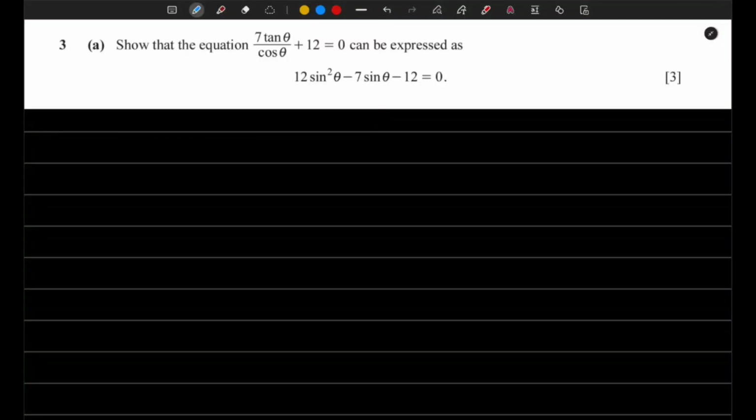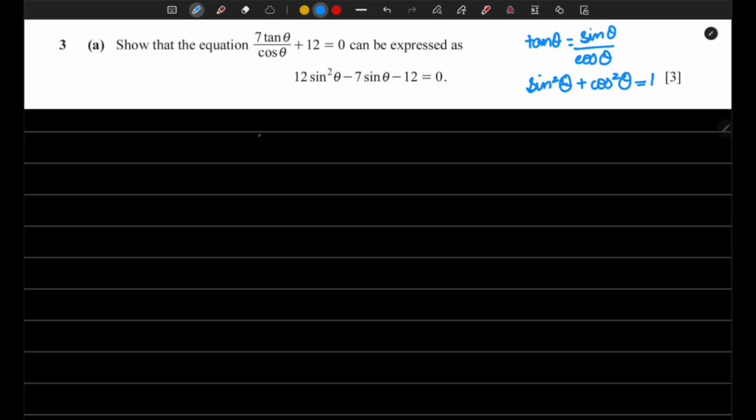Question number 3. Show that the equation 7 tan theta over cos theta plus 12 equals 0 can be expressed as 12 sine square theta minus 7 sine theta minus 12. This is a simple question of trigonometry, and whenever tan theta is given, we use tan theta equals sine theta over cos theta. Secondly, in these proving identities type of questions, we use any version of this formula.